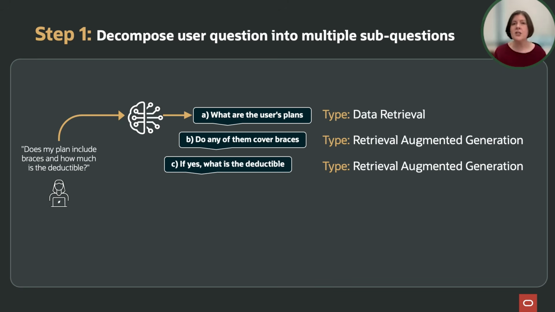First and foremost, we need to know what plans Jane has subscribed to. Then, once we have those plans, we need to see if any of those plans cover braces. And if they do, we need to be able to determine what the deductible should be. So let's step through what this workflow would look like.